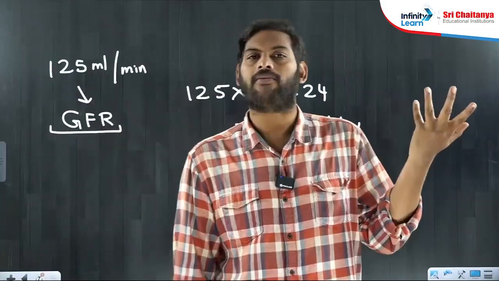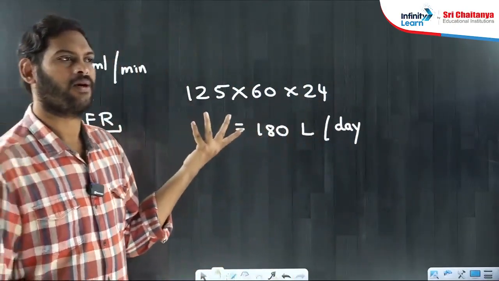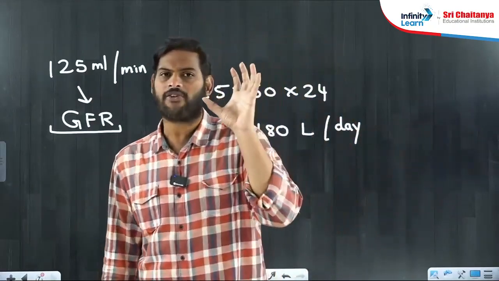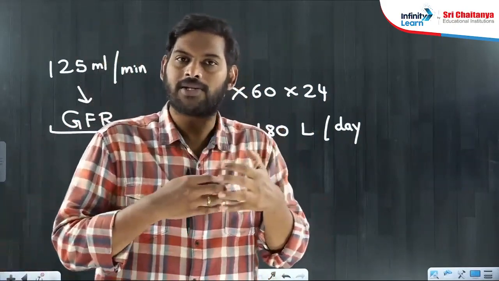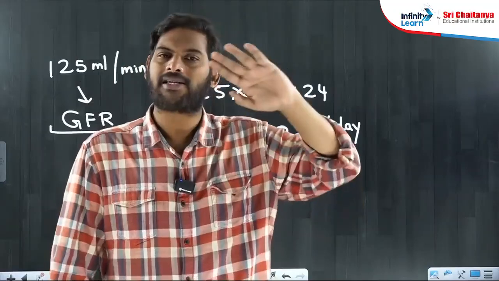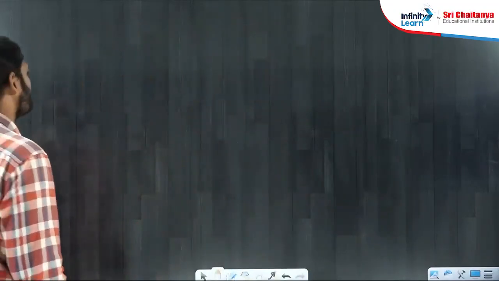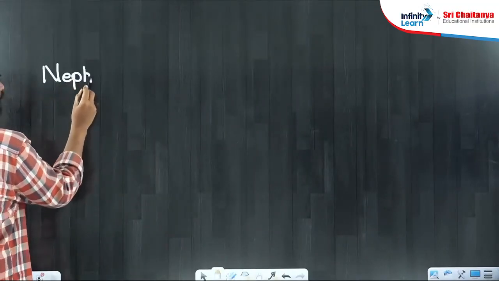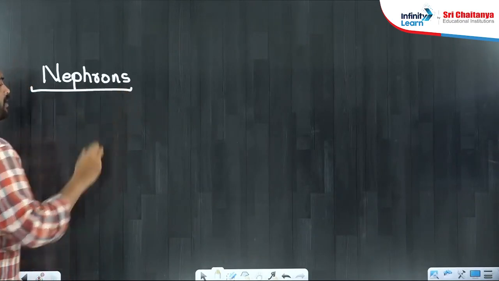The special tissue or structures inside kidney, 1 million and more, which are mainly concerned with filtration of blood, collecting urine and reabsorbing useful substances and passing urine into ureters. What do you call the structures? Nephrons. Guys, we have nephrons for excretion.